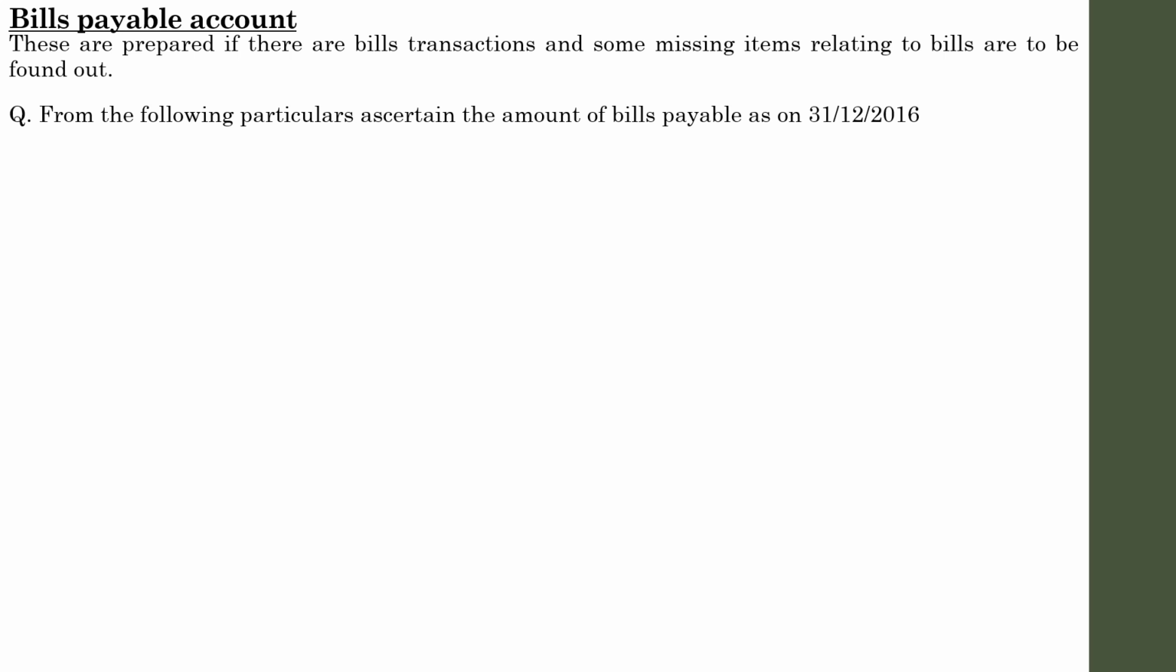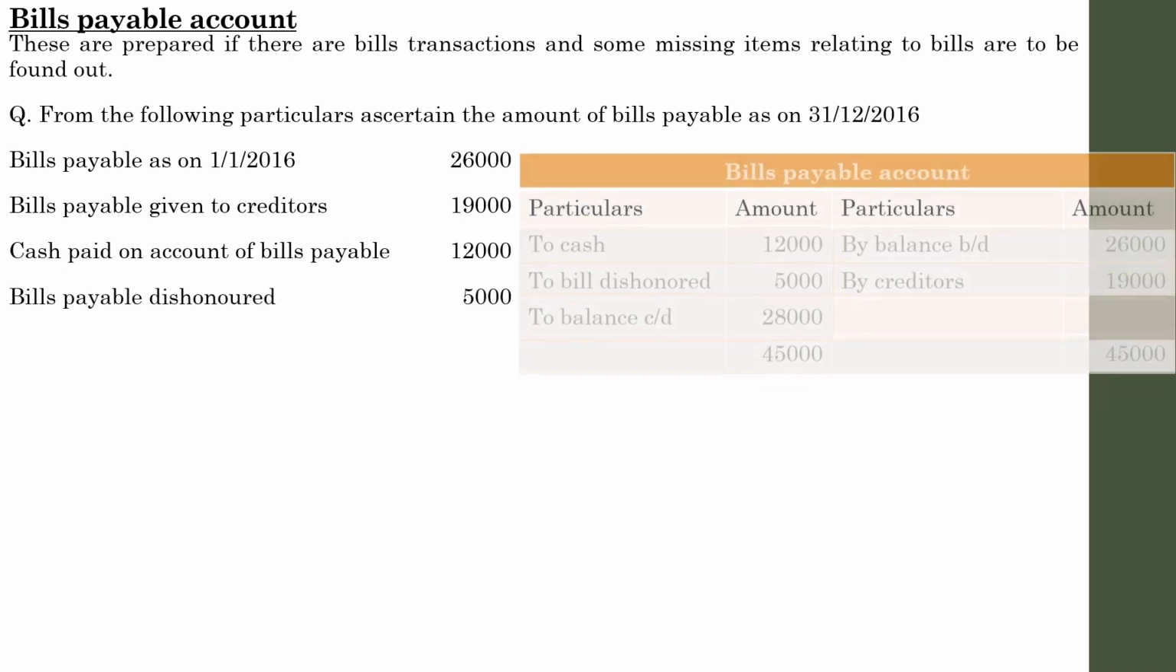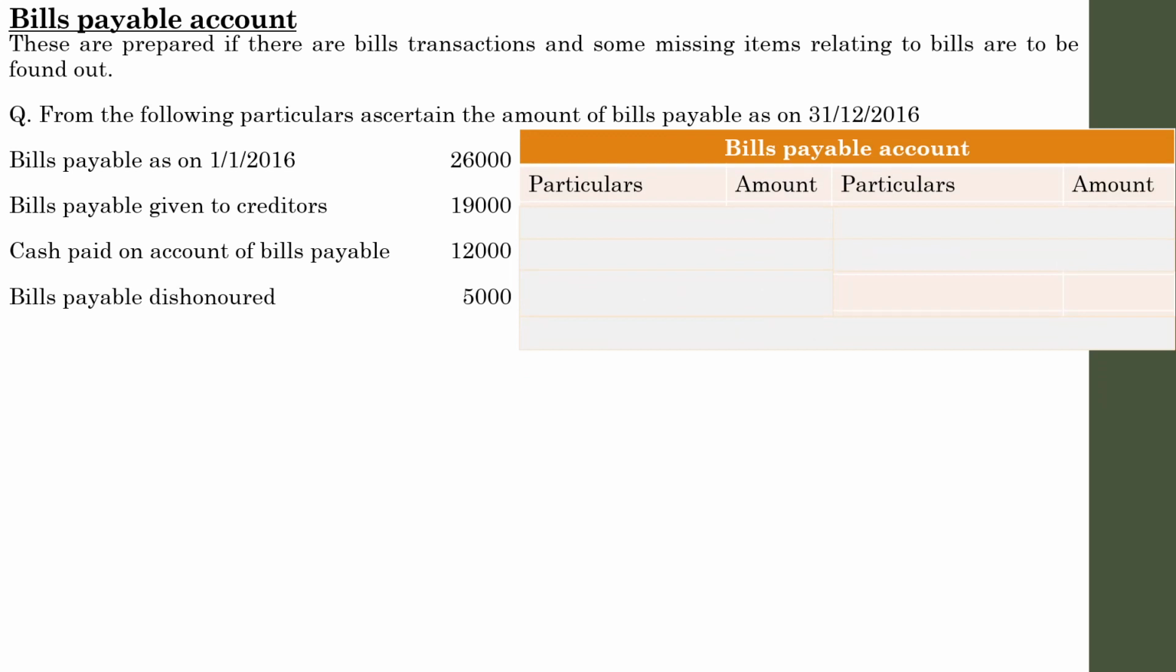From the following particulars, ascertain the amount of bills payable as on 31/12/2016. Opening balance is given. Bills payable given to creditors. Cash paid on account of bills payable. Bills payable dishonored. So these are the items. So let us write down the available information. Opening balance is 26,000. It is written here. Bills payable given to creditors. So whenever a bills payable is given to creditors, it is by creditors 19,000.